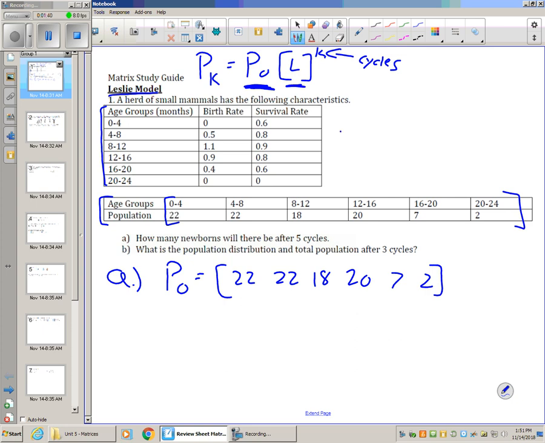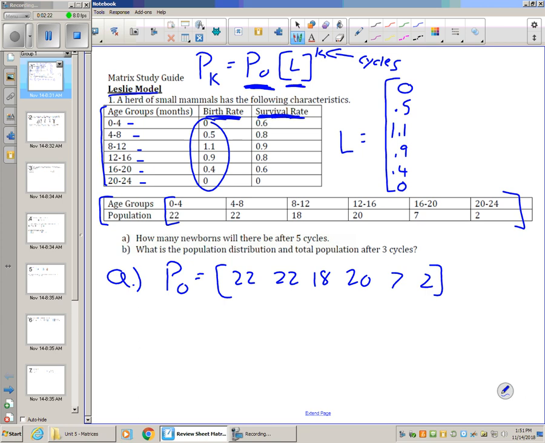Let's talk about how to create the Leslie matrix, the other matrix you need to do this problem. Okay? It's going to be a square matrix, and it's going to be using the information from the birth rates and the survival rates. Okay? So the first column is going to always be your birth rates. Okay, so these numbers right here. So putting those down in your first column: 0, 0.5, 1.1, 0.9, 0.4, and 0. Okay, because we have 6 different age groups, 1, 2, 3, 4, 5, 6, we're going to have 6 different birth rates in our Leslie matrix.